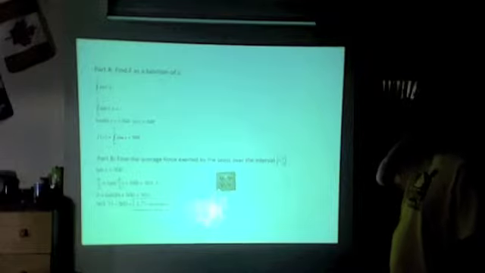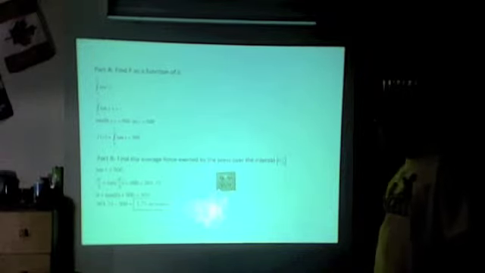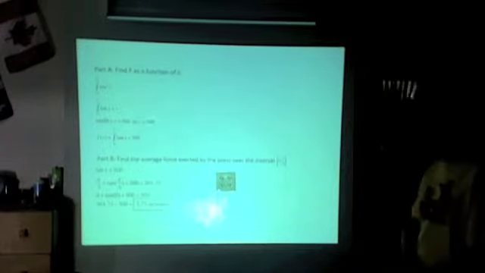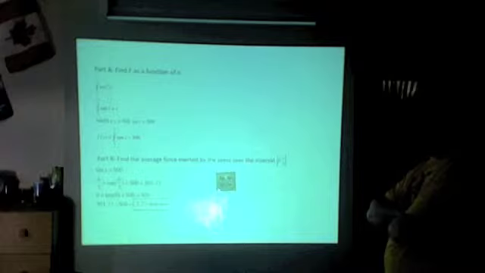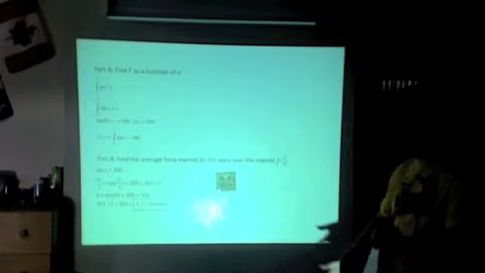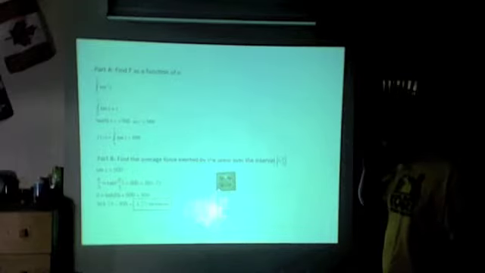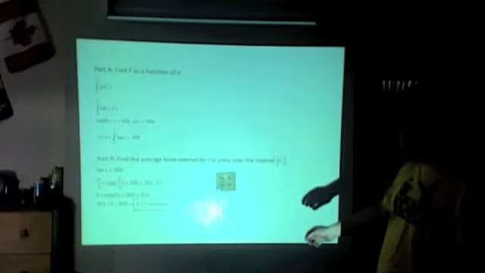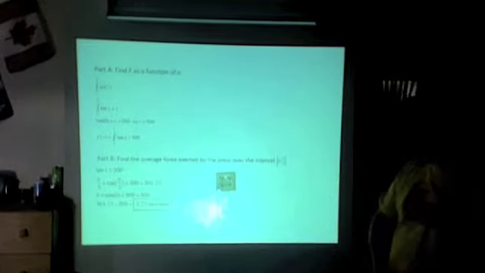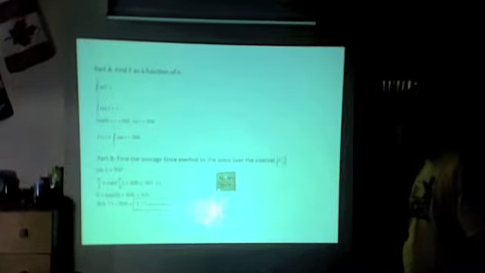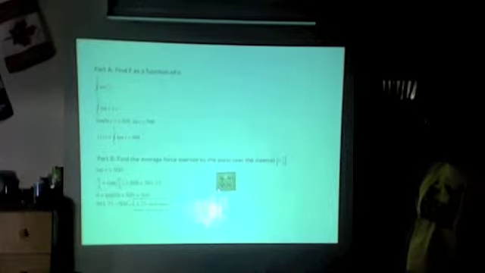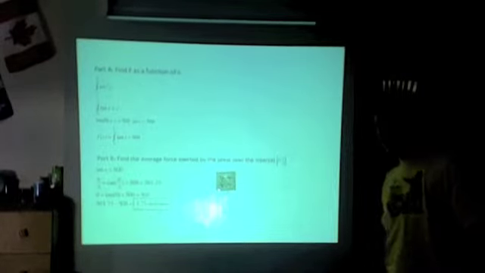So you have your function, tan of x plus 500. You plug in pi over 3, so tan of pi over 3 plus 500 equals 501.73. And then you plug in 0, and you get tan of 0 plus 500 equals 500. So you take the 501.73 minus the 500, and that'll give you the average, which is 1.73 newtons.